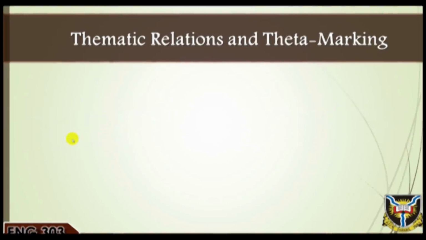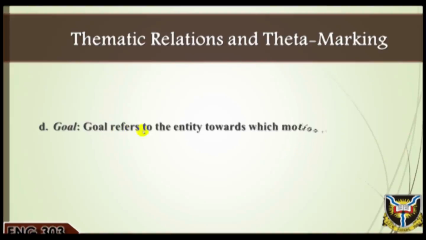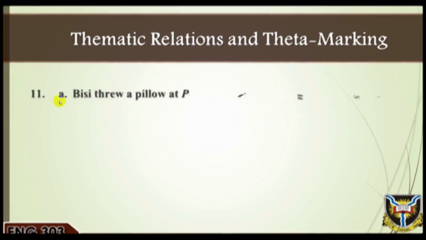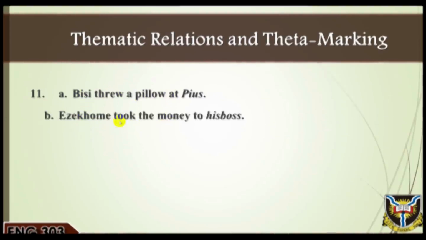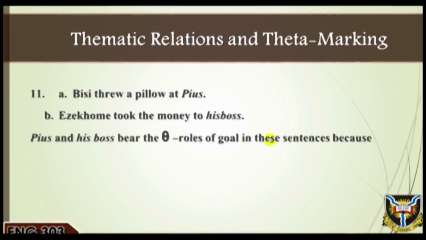D. Goal. Goal refers to the entity towards which motion takes place. 11a. Bisi threw a pillow at Pius. B. Ezekome took the money to his boss. Pius and his boss bear the theta role of goal in these sentences because the pillow and money are directed at them respectively.